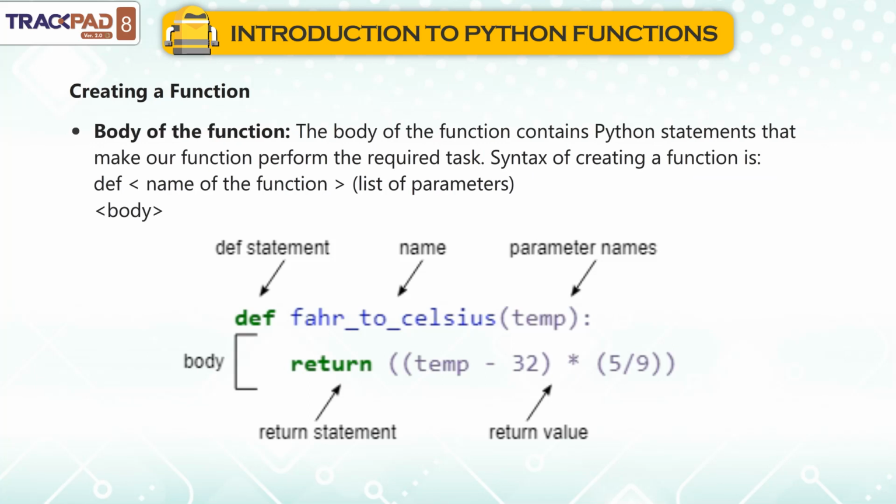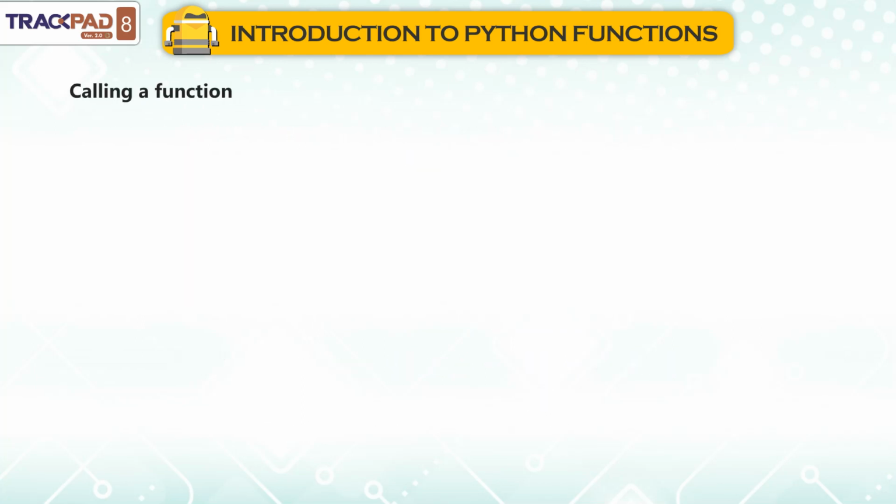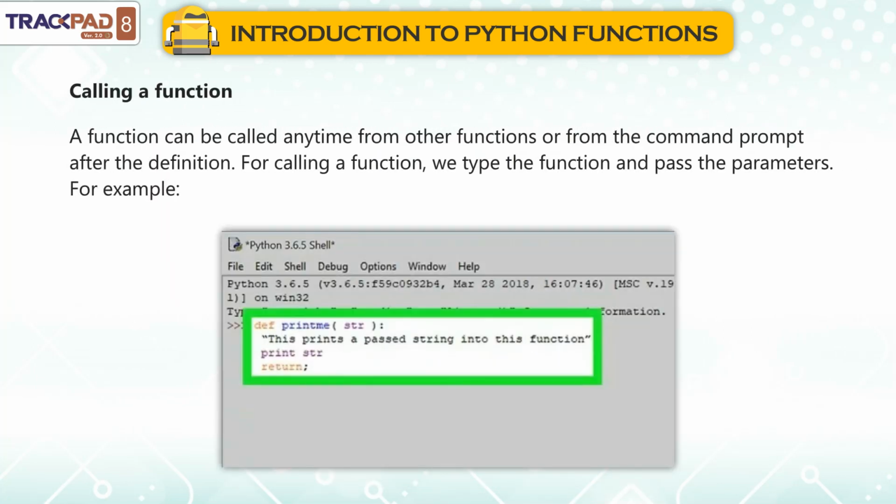Body of the function. The body of the function contains Python statements that make our function perform the required task. Syntax of creating a function is: Calling a function. A function can be called any time from other functions or from the command prompt after the definition. For calling a function, we type the function name and pass the parameters.